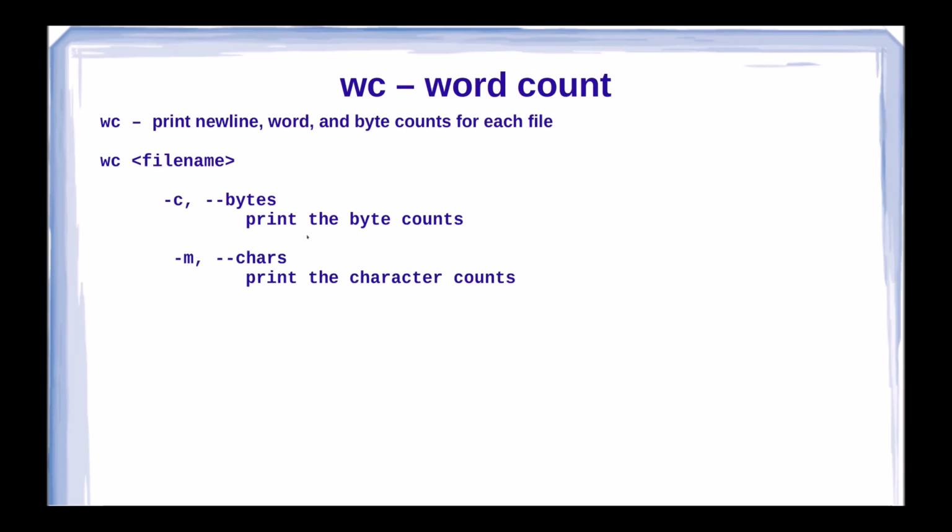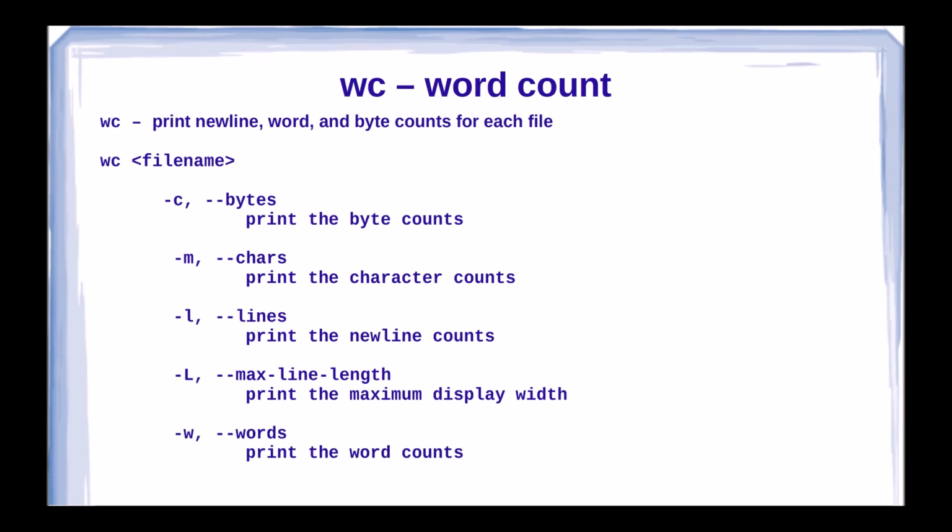-m or --chars prints the character count. -l or --lines prints the newline count. And I don't know what the difference is between, well, I guess it is -L or --max-line-length. I don't know why anybody would want to type --max-line-length when you could just type -L, and -w prints the word count.